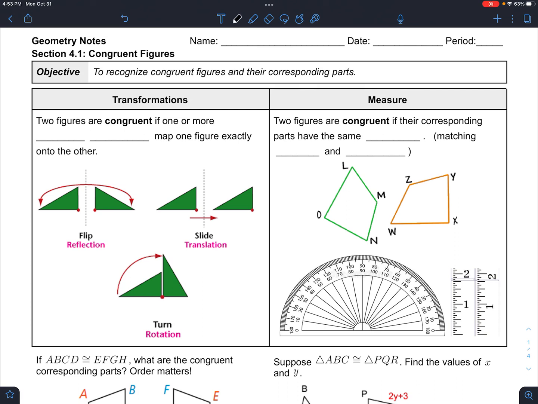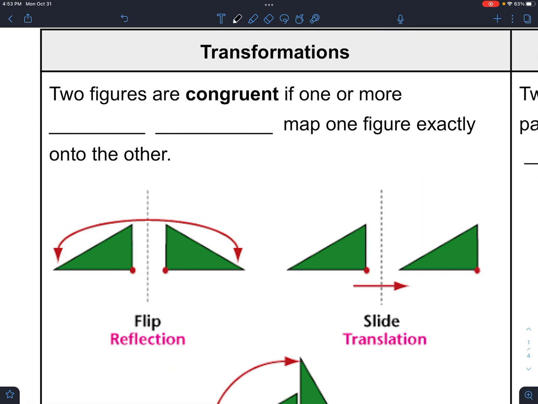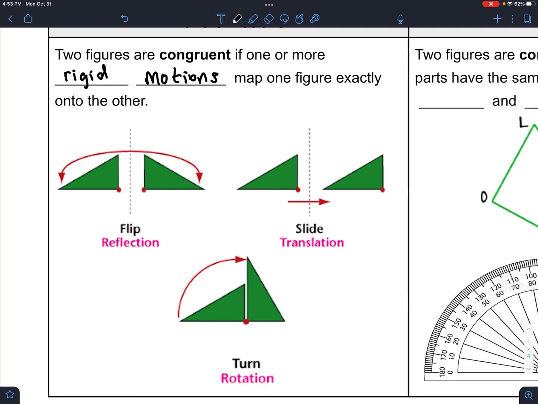All right, let's begin Unit 4 by talking about congruent figures, which is, more simply put, how do we tell if two shapes are the same? And there's really two schools of thought. You can think of it in terms of transformations, where two figures are congruent if one or more rigid motions map one figure exactly onto the other.